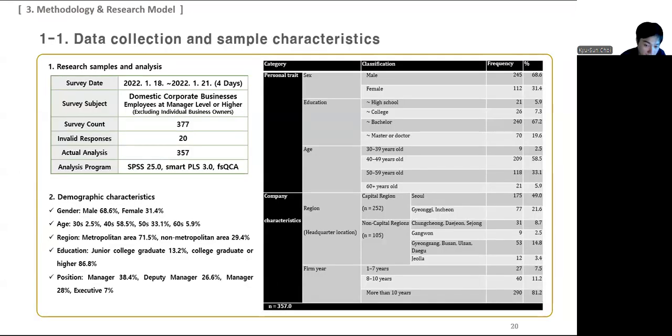As for data collection and sample characteristics, I conducted a survey from January 18th to 21st, 2022. The target sample was managers or higher in domestic corporate businesses. After excluding 20 invalid responses due to missing answers, I analyzed 357 valid responses using SPSS version 25.0, SmartPLS version 4.0, and fsQCA.